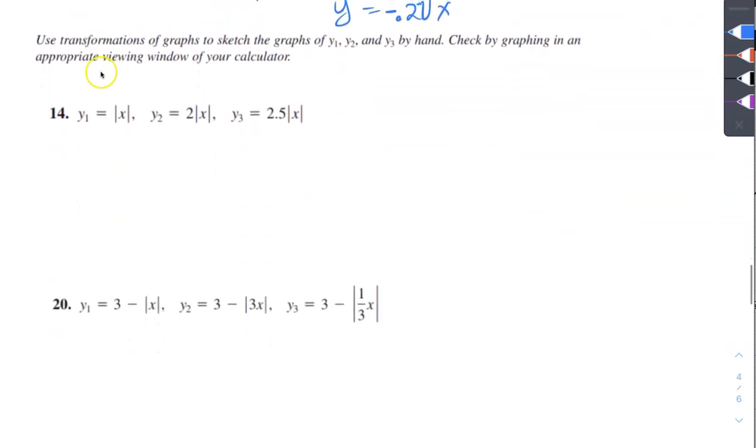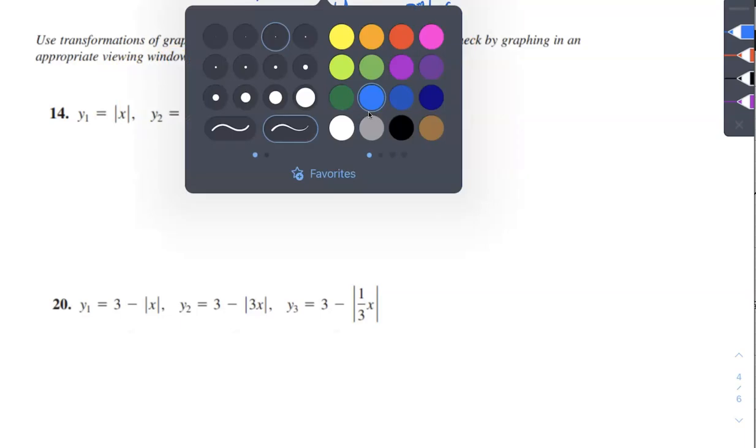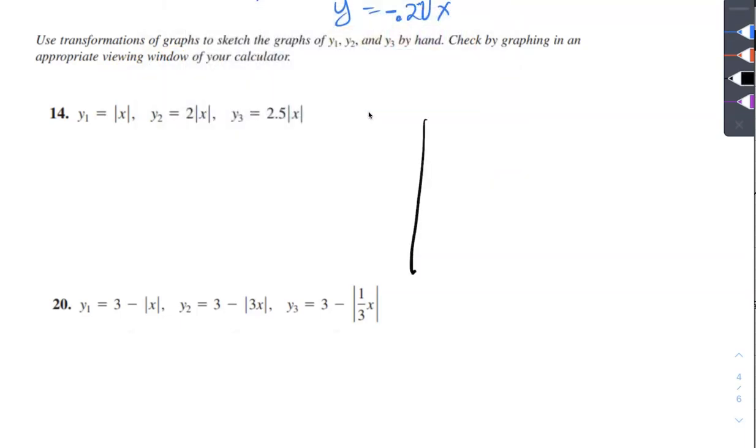Next one. Use transformations of graphs to sketch the graph of y1, y2 by hand. Check the graphing calculator. So we're going to graph these by hand real quick. So this first one, I'm just going to do that in black because it's a normal one, one graph. It's a normal one. Again, anytime it's a line, you just want to treat it like a slope. So that's like a slope of 1. So I'm going to go right 1 over 1. Start at 0, 0, go right 1 over 1.